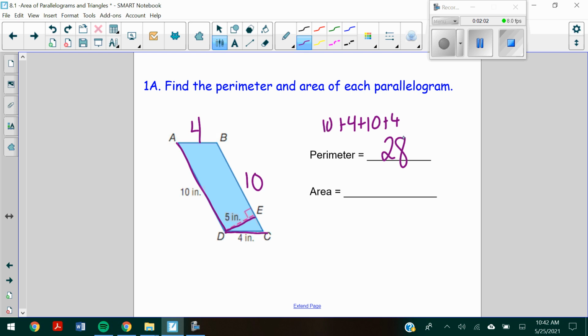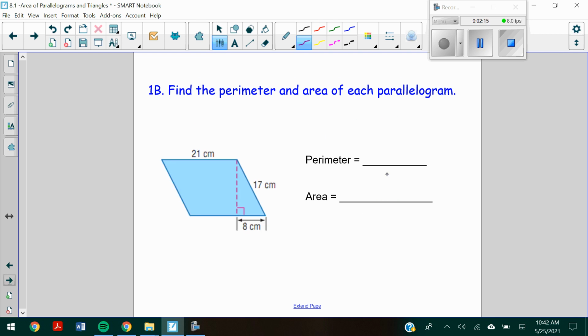And then for our area, we're going to take our height, which is 5, and times it by our base 10. Because remember, that's what's perpendicular. So we get an area of 50. All right, so let's go ahead and look here. We have find the perimeter and the area again. So I'm going to start off with perimeter.